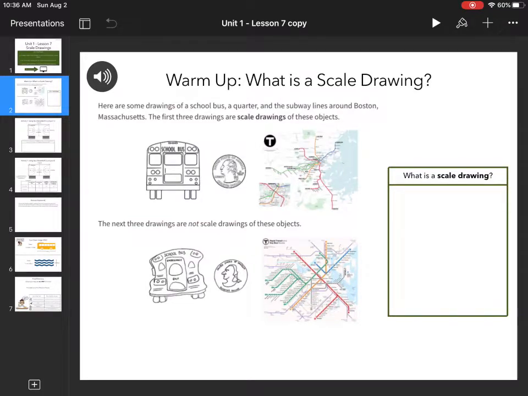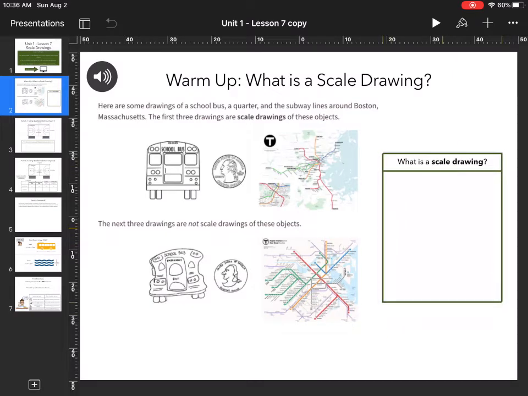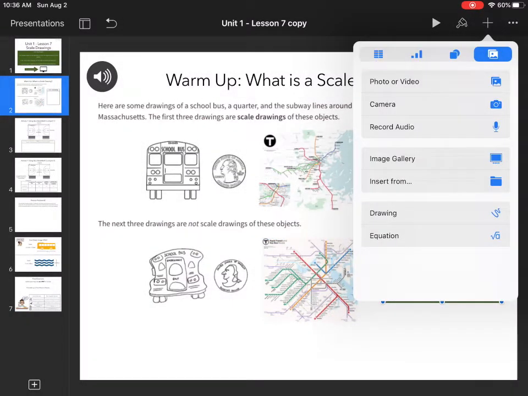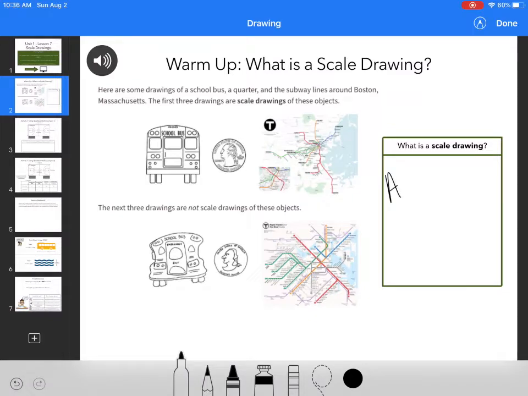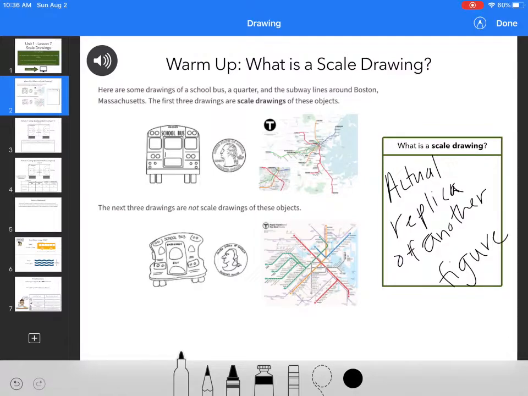A scale drawing is an actual replica of another figure. So it's an actual replica. So when it's drawn to scale, meaning that each part uses the same scale factor.